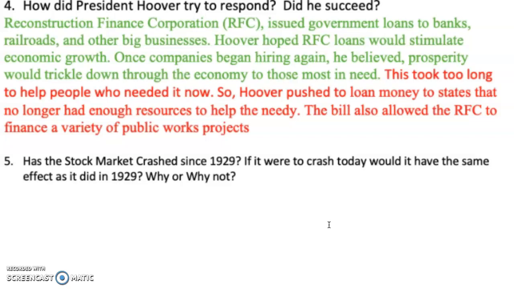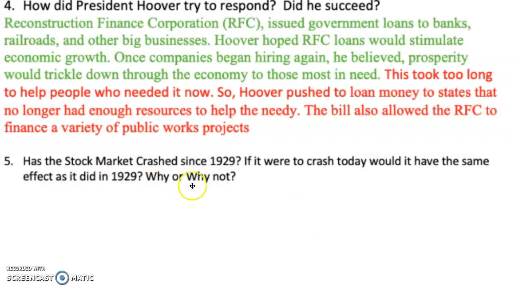So then he pushed loan money to states who didn't have the money to help the people in their community that really needed it, and also to finance a variety of public works projects. However, by the time he actually did this, it was too late, and people did not want him to be president anymore. And so he did not win the next election.